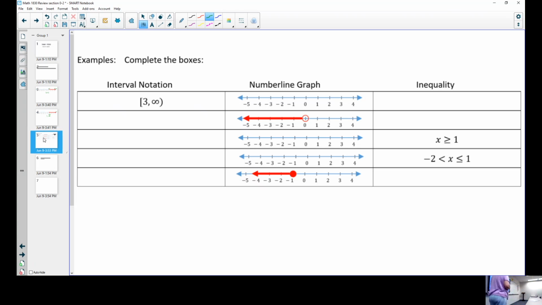So now let's look at these examples, and this will help show you how I always use the graph. Again, I go from interval notation to the number line, and then from the number line to inequality. In reverse, I go from inequality to the number line, and then from the number line to interval notation. And if I'm given the number line, I go from number line to interval notation, and the number line to inequality. I never go from the interval notation, I never go from here to here.